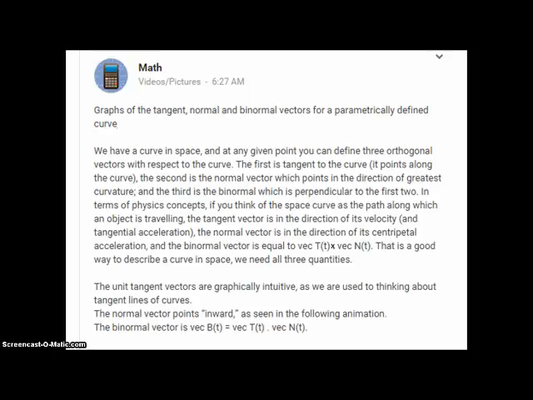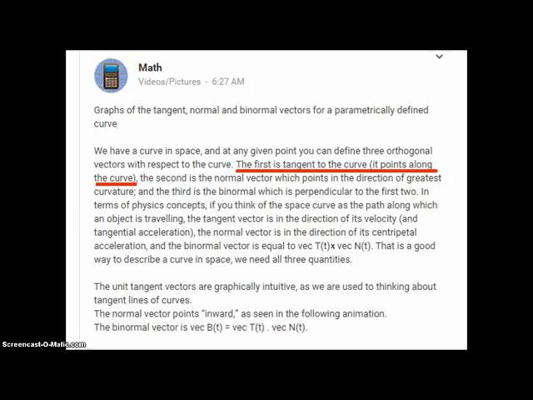Graphs of the tangent, normal, and binormal vectors for a parametrically defined curve is what we're going to be discussing here. Now we have a curve in space, and at any given point you can define 3 orthogonal vectors with respect to the curve. Orthogonal meaning they're all perpendicular to each other. The first is tangent to the curve. It points along the curve.